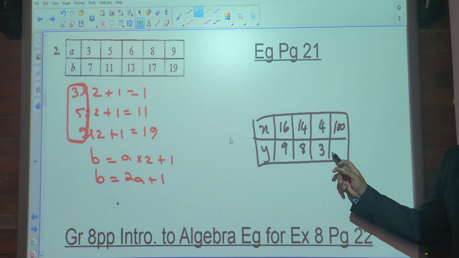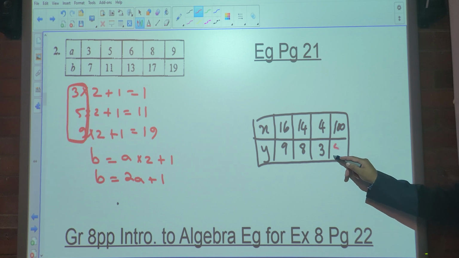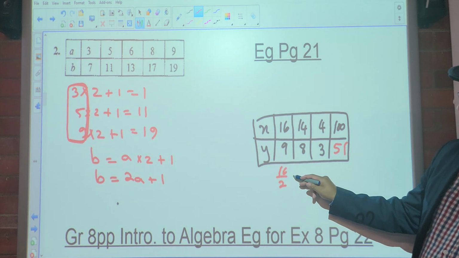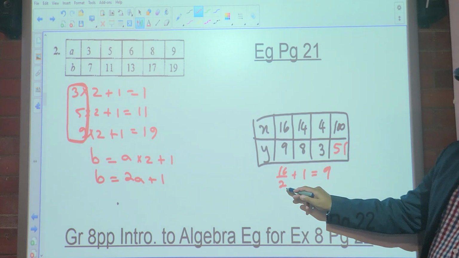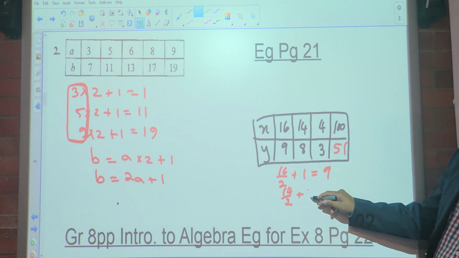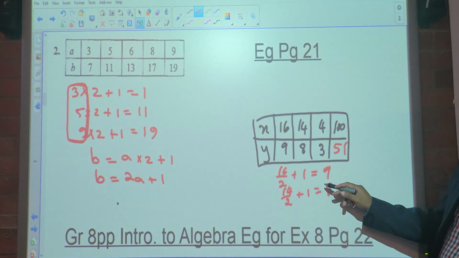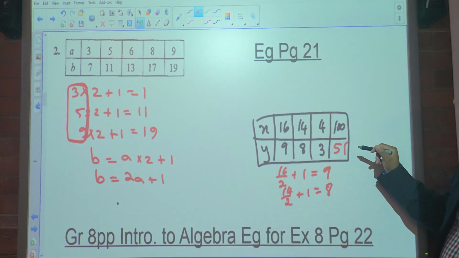This number here? 51. Nice. How do you get that? 16 divided by 2, which is 8 plus 1 is 9. 14 divided by 2, 7 plus 1 is 8. 4 divided by 2 is 2 plus 1 is 3. 100 divided by 2 is 50 plus 1 is 51.